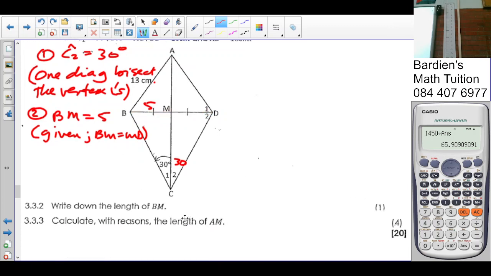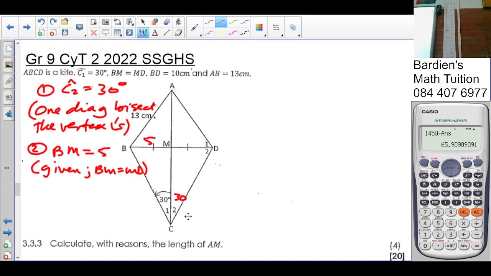Then for number 3 it says, calculate with reason the length of AM. So that's the length you must work out, AM. So how do you think you're going to calculate AM? By using Pythagoras. Now, what's the theorem of Pythagoras? Who can state the theorem of Pythagoras in words?